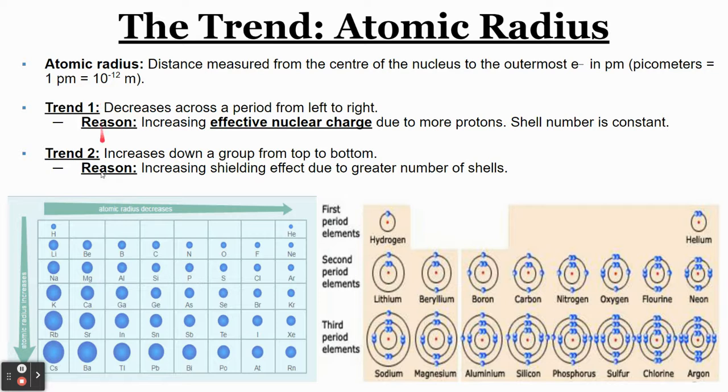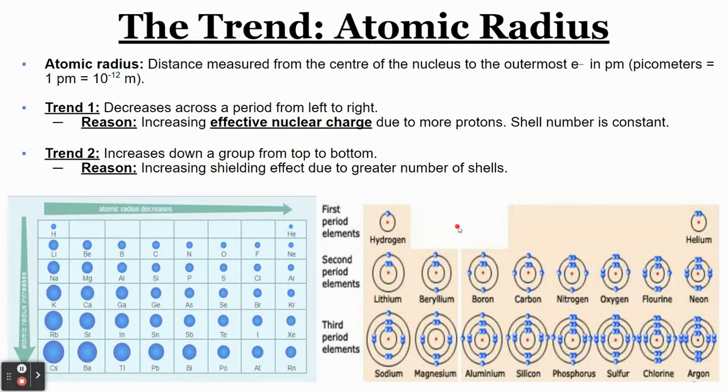And so our first trend we identified is that within a period, going from left to right, the atomic radius decreases. It gets smaller and smaller. And then the second trend we found is that going from top to bottom, the atomic radius gets larger. So there's an increase in size going top to bottom, size meaning radius-wise. You can see that in the pictures over here as well. Going left to right, we have a decrease in size. Going top to bottom, we have an increase in size.